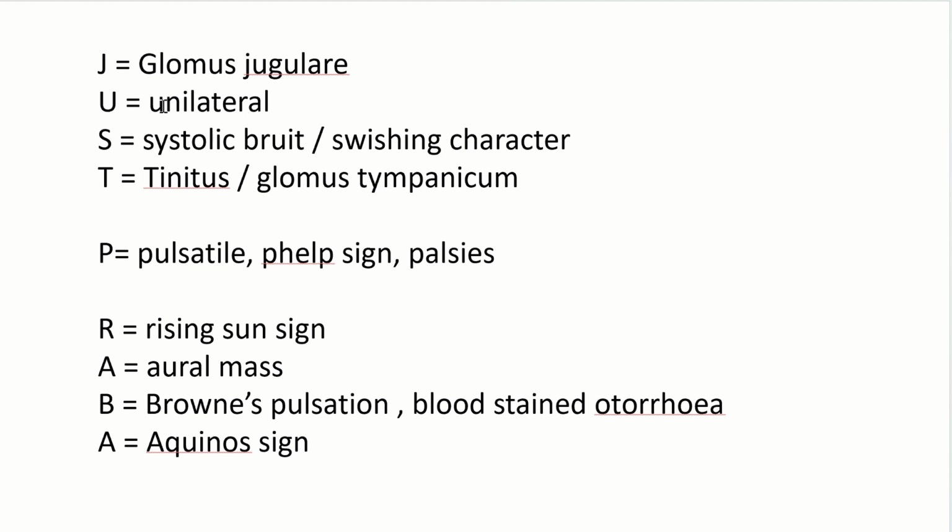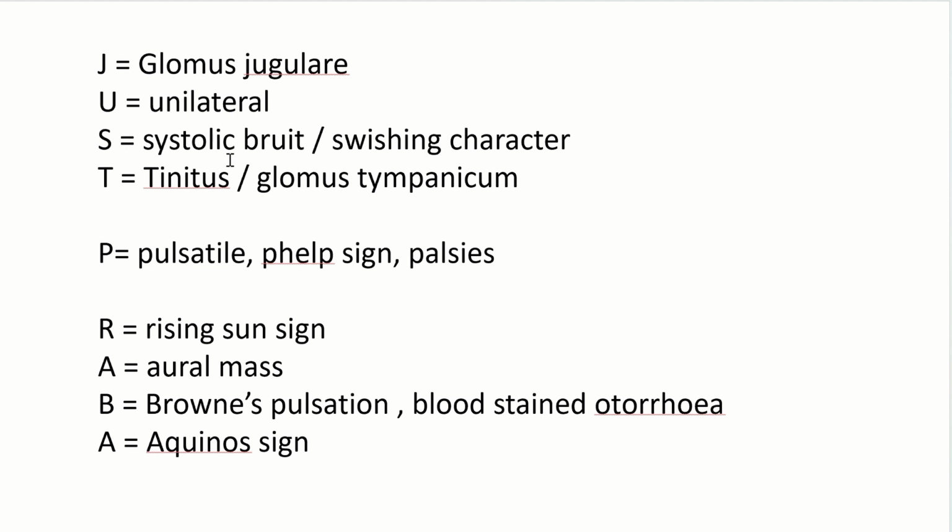After that, U stands for unilateral. Many times we get questions in PBQs and MCQs asking whether this tumor is unilateral or bilateral, and it might be difficult to remember. With this mnemonic you can be clear that this tumor is unilateral in most cases. So glomus jugulare: unilateral hearing loss.